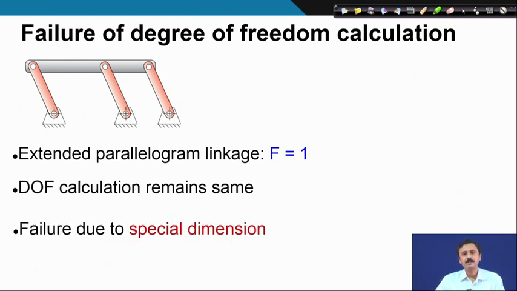The failure is because of the special dimensions, as I have mentioned. Therefore, due to special dimensions, the degree of freedom calculation can fail. Now, this is an important consideration, because our degree of freedom calculation never takes care of dimensions of the links. Therefore, it can fail because of very special dimensions, as you can see in this case.